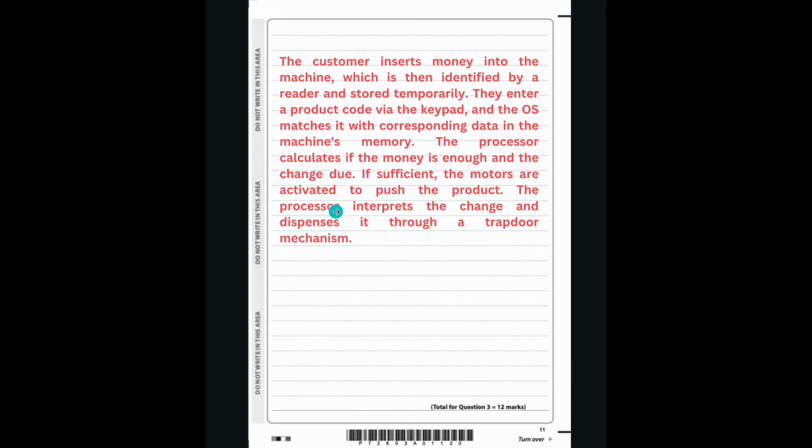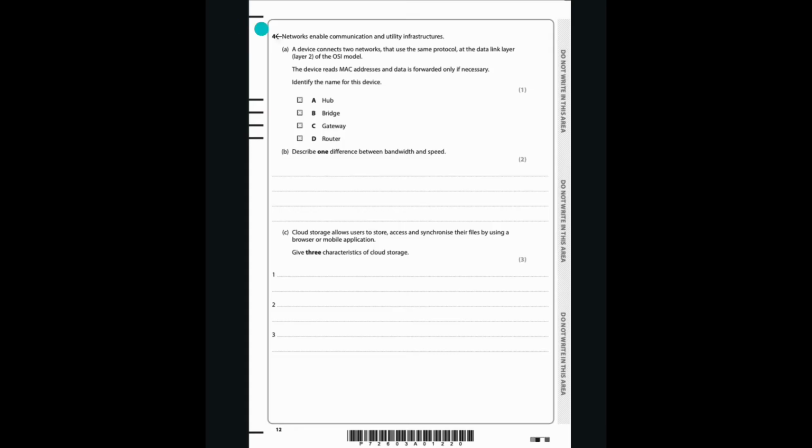If sufficient, the motors are activated to push the product. That means if the money is sufficient, then the motor pushes the product forward and the product falls downward to the place where the customer can easily access it. The processor calculates the change and dispenses it through a trapdoor mechanism. So there is a trapdoor mechanism where the customer can get the change. That's the answer.